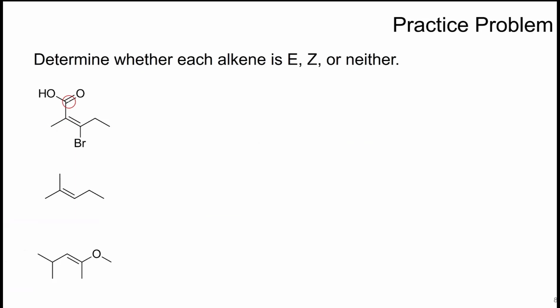So on this carbon, it's carbon versus all of this. Carbon versus Br. These are on opposite sides. This one is E. Here we have a CH3 and a CH3. Because these 2 groups are the same, this is a neither. It's this group and this group. This one is also E.